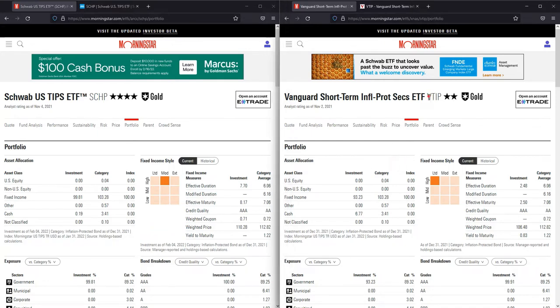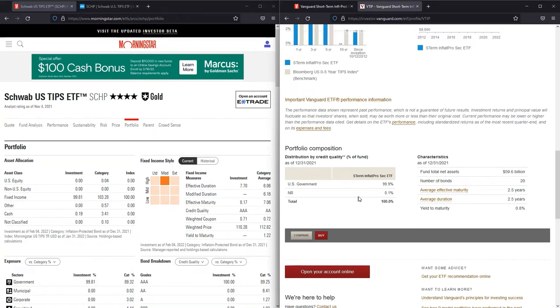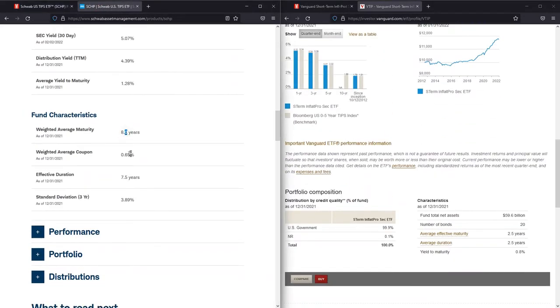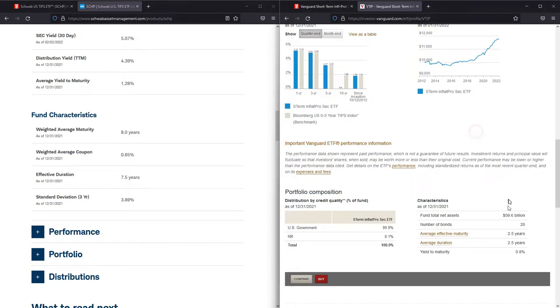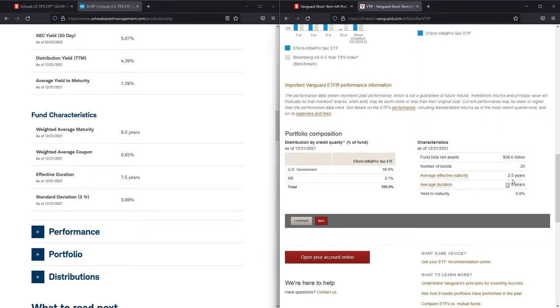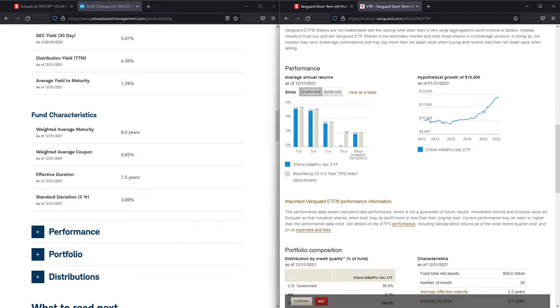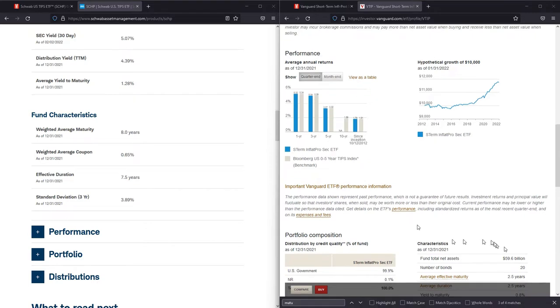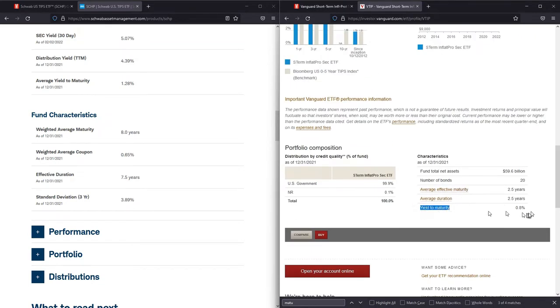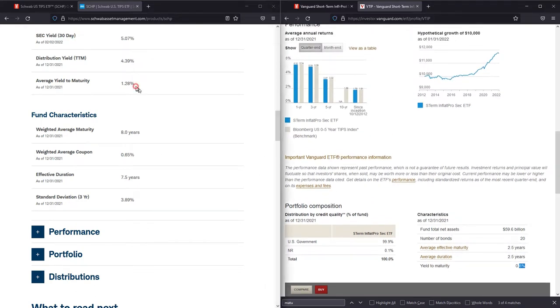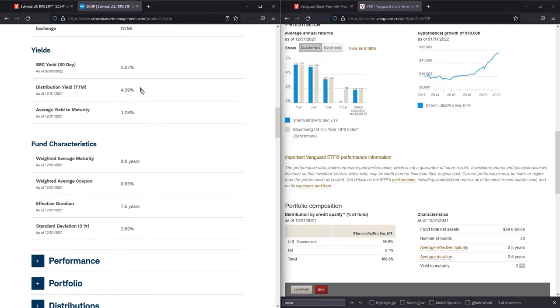So for VTIP, it's classified as limited, where bonds have a maturity of about 3.5 years or less. Now, I'm going to go to Vanguard's website for VTIP and Schwab's website for SCHP. And we see that the average maturity is about 8 years for SCHP. So there's a little bit more risk in holding it longer, so you would expect a higher interest payment. And for VTIP, it's 2.5 years, so there's a little bit less risk, so you shouldn't expect a higher interest rate. And we can see that reflected here. So yield to maturity is 0.08% for VTIP, and the average yield to maturity is 1.28% for SCHP.